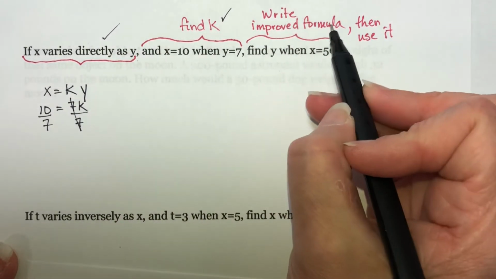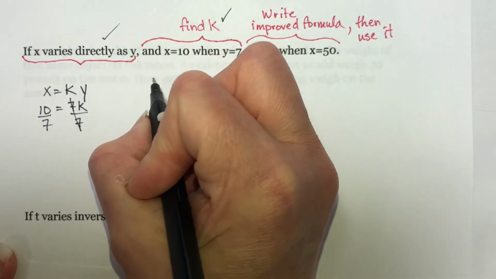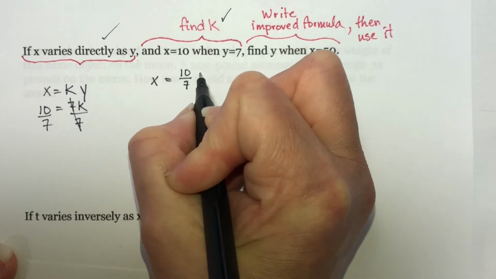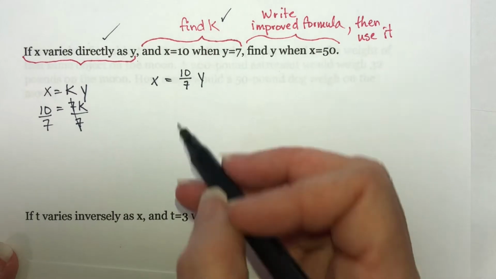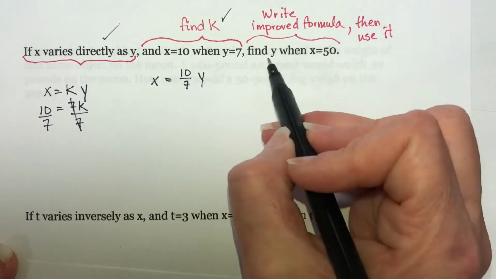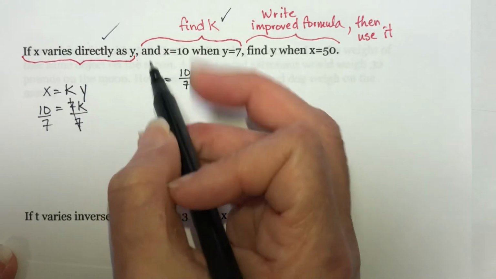We're going to write our improved formula. So we're going to take this and plug it in here. My improved formula is X is equal to 7 over 10 Y. I know what my K value is, I've plugged it in. All right, so now we use this. Find Y when X equals 50. So I'm going to plug in 50 right here.